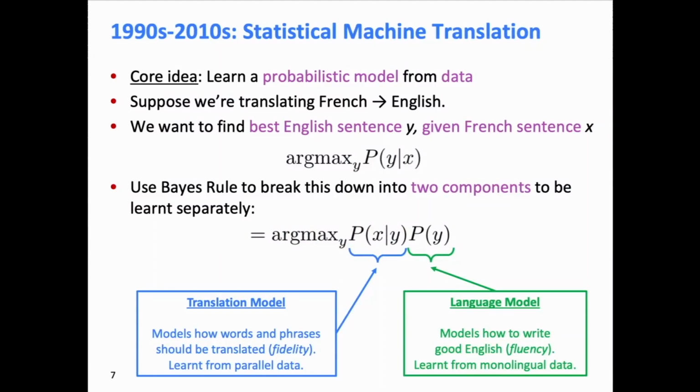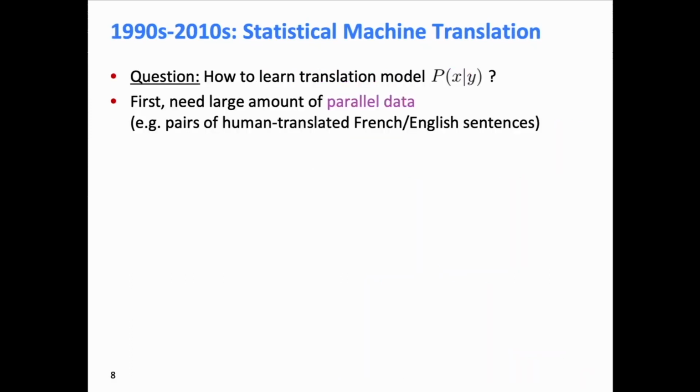So I'm going to tell you more about how we would learn this translation model that needs to be learned from parallel data. We need a large amount of parallel data in order to learn this translation model.